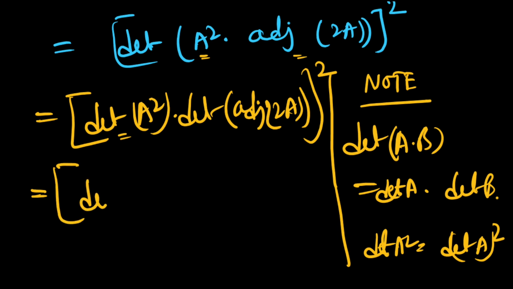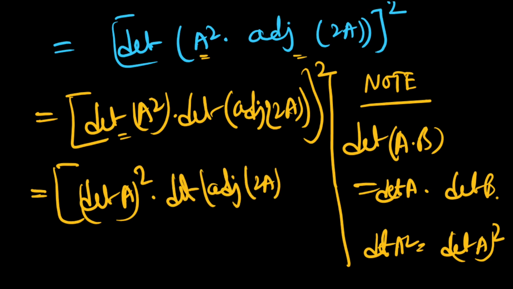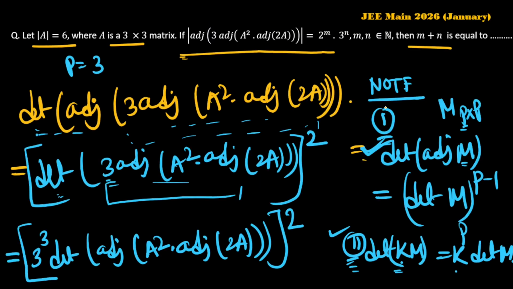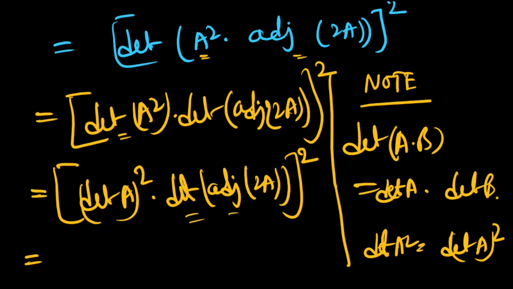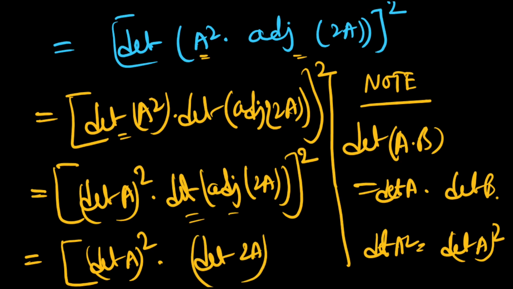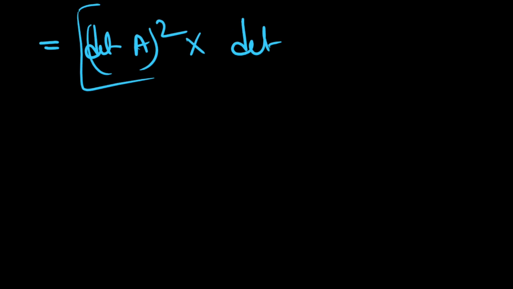So therefore we can write it as determinant of A whole square multiplied by determinant of adjoint of 2A whole square. So again we use this formula 1. Determinant of adjoint A is determinant of A whole square, into determinant of adjoint of 2A, that is determinant of 2A power p minus 1, that is 3 minus 1, that is 2. This power is 2. So we get determinant of A whole square into determinant of 2A whole square, whole square.